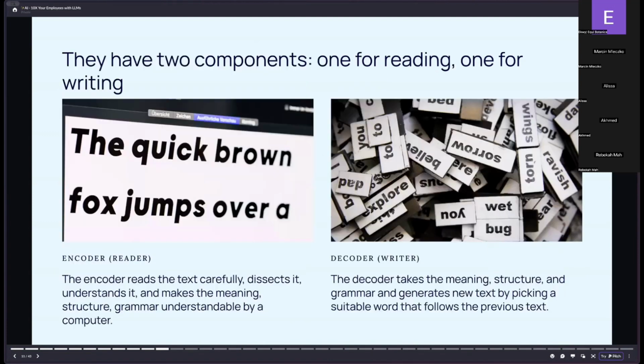And they have two components. One is basically just for reading, and one is for writing. One is dissecting the text, reading it carefully, understanding what it means, understanding the semantics, the grammar, the structure. And the next one is taking that information and generating new text by picking a suitable word that fits into the grammar, into the structure of the text, and into the previously seen words.